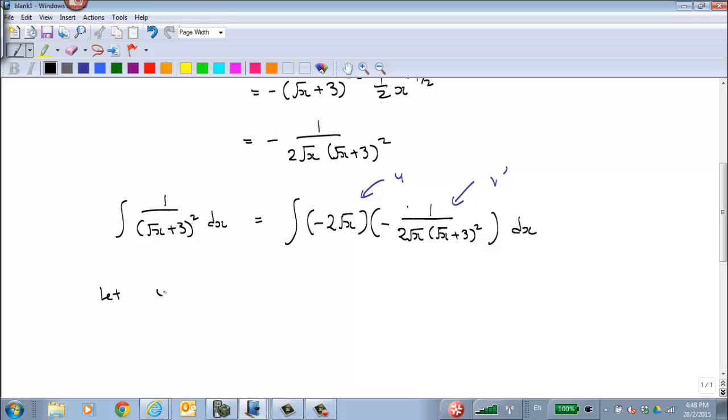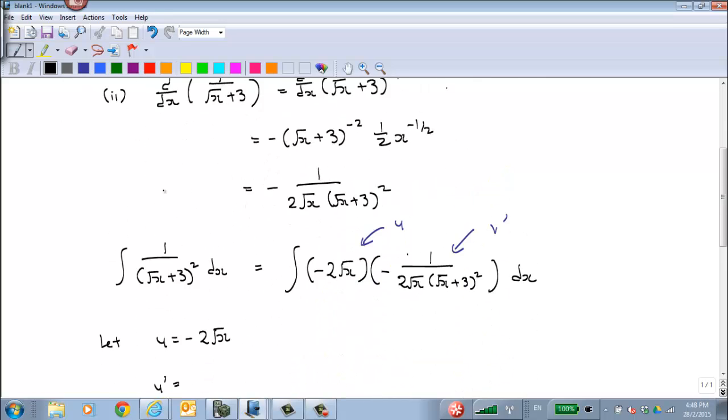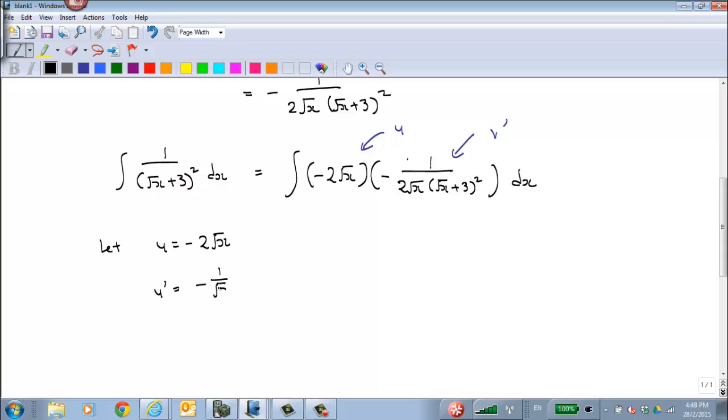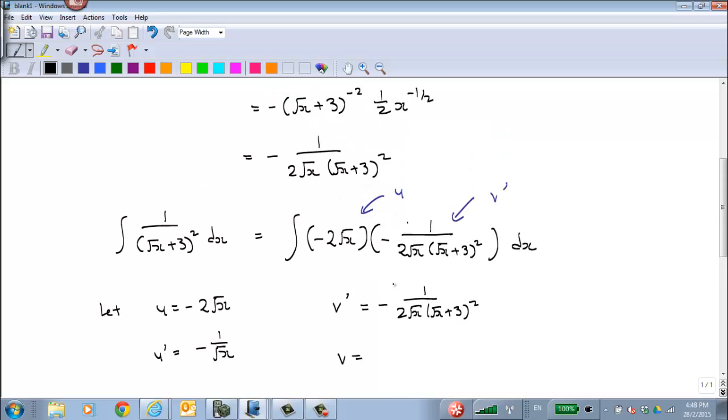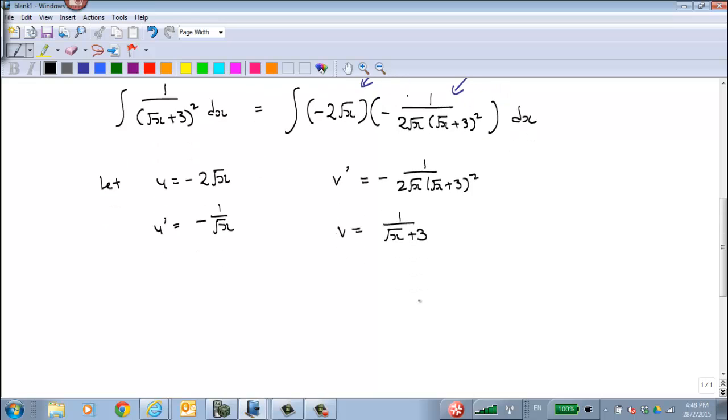So let u be equal to minus 2 square root x, and u prime will be equal to, and this is your part 1, just that there is a negative sign issue. Okay, just a negative sign issue. And from here, your v prime is equal to this particular expression. Okay, which we know that v will be equal to 1 over square root x plus 3.